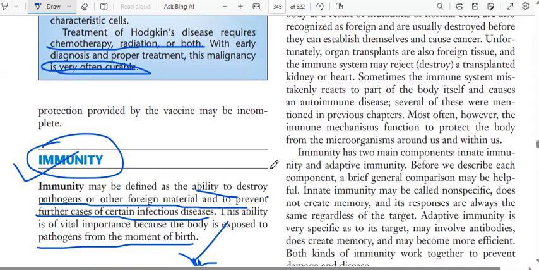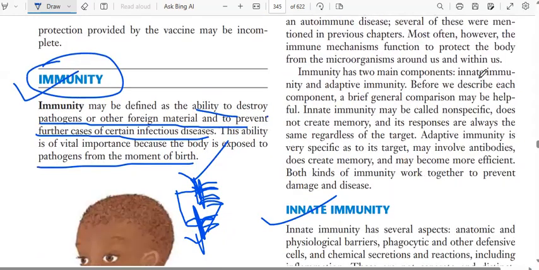Okay, immunity has two components: innate immunity and adaptive immunity. Innate immunity may be called non-specific, does not create memory, and its response is always the same regardless of the target. Adaptive immunity is very specific to the target, may involve antibodies, does create memory and may become more efficient. Both kinds of immunity work together to prevent damage to tissue. So here two types of immunity are given: one is innate immunity and the other adaptive.